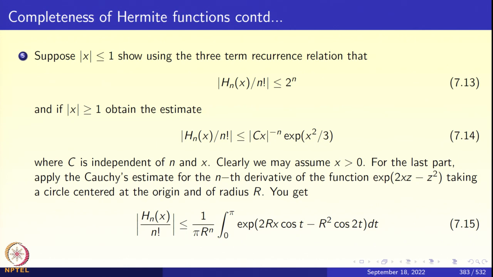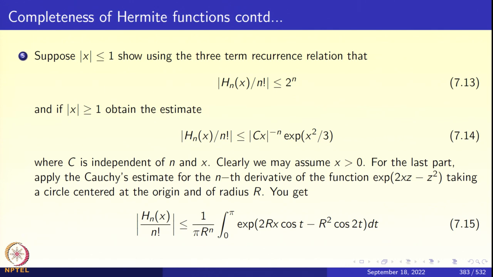that I just presented in the previous slide. Remember that the Hermite polynomials are either an even function or an odd function. So mod H_n(x) is an even function. So in order to make these kinds of estimates, it is clearly enough to assume that x is positive real. There is no need to worry about negative values of x. So this is an assumption we are going to make.